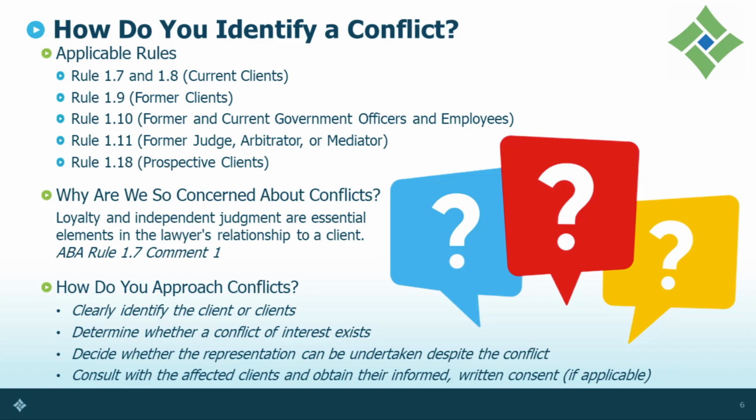And if you look on your screen, the rules are listed there. And as you can see, the rules are basically divided into 4 different categories. 1, rules that address issues with current clients. 2, rules that address issues with former clients. 3, rules that address how and when conflicts are imputed from one attorney to another attorney. And 4, rules that address prospective clients.